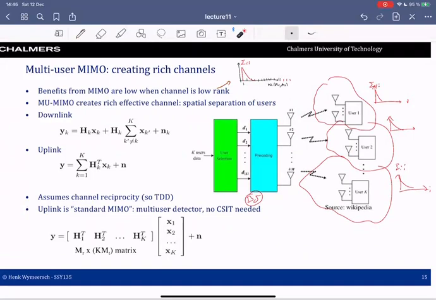What does this look like mathematically? We consider separately the uplink and the downlink. In the downlink, signals are sent from the base station to all of the users.